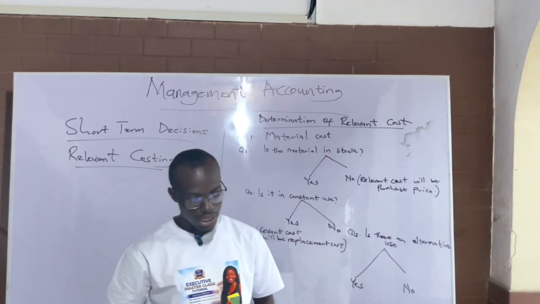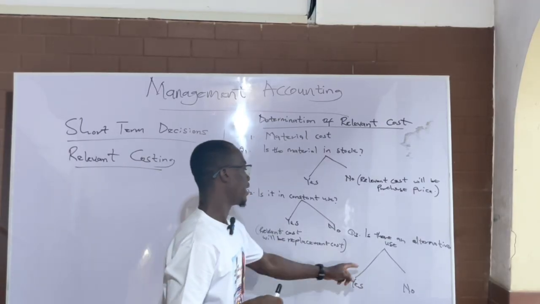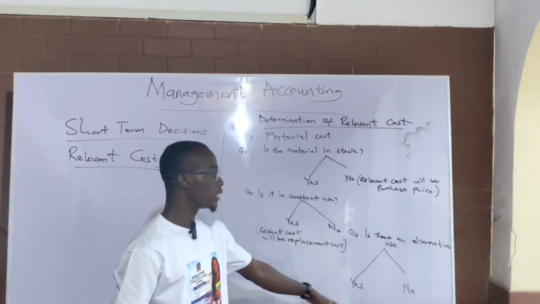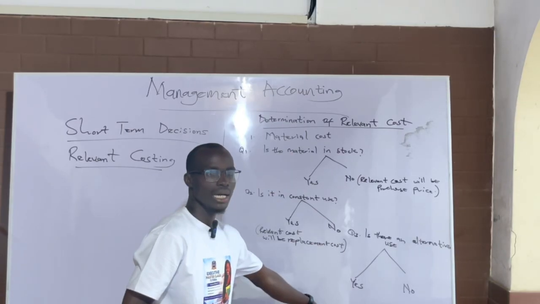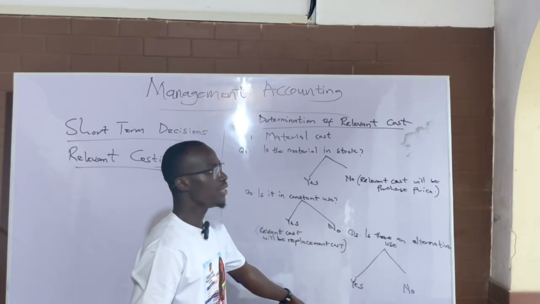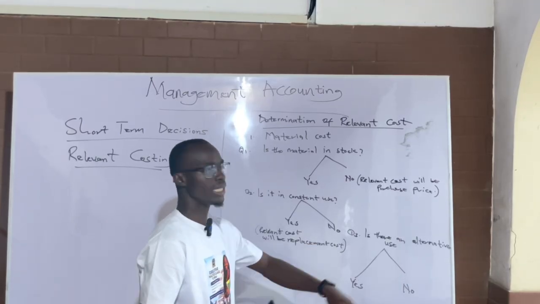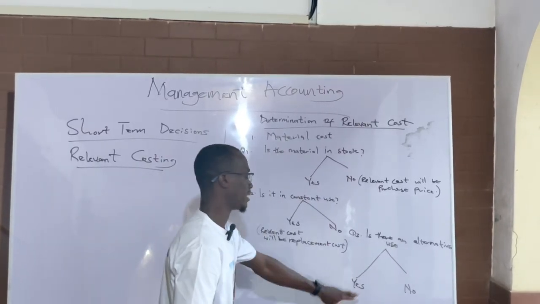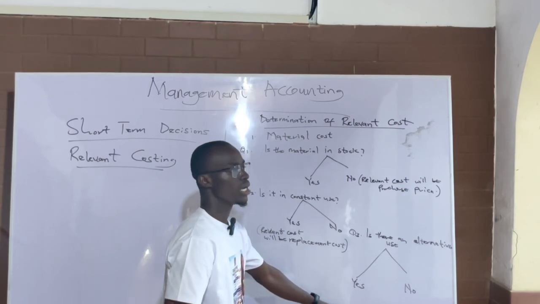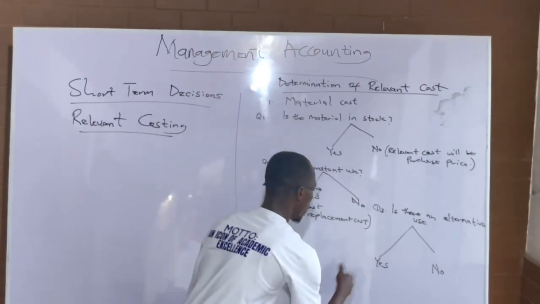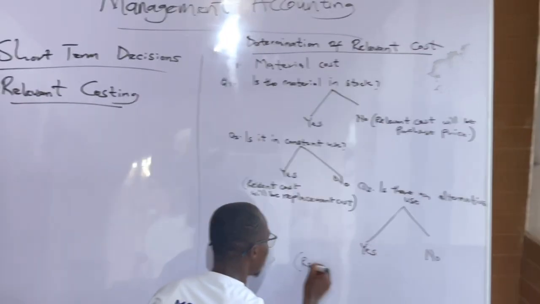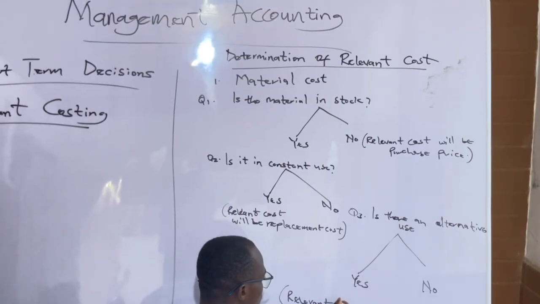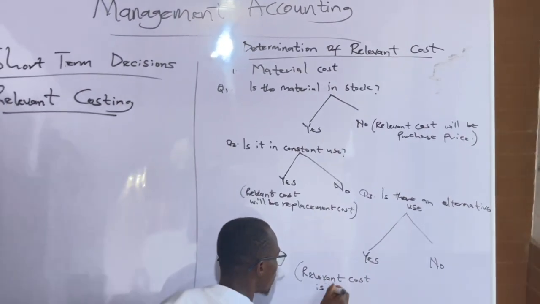If you say yes, there is an alternative, therefore the relevant cost will be an opportunity cost. Because if you use this for this order, we need to go and buy another one to come in. Let's say there is another order that's coming up, you are not going to get that revenue. So if you say yes, there is an alternative use, the relevant cost will be the opportunity cost.